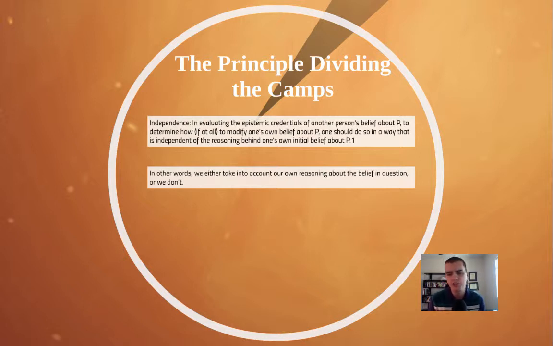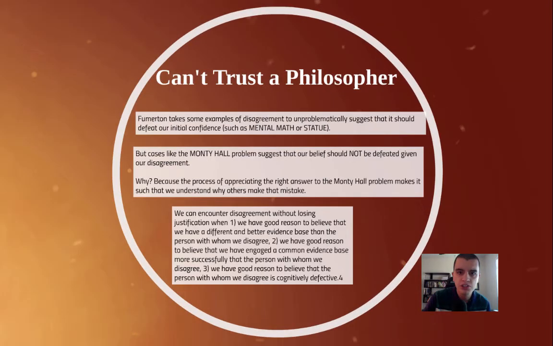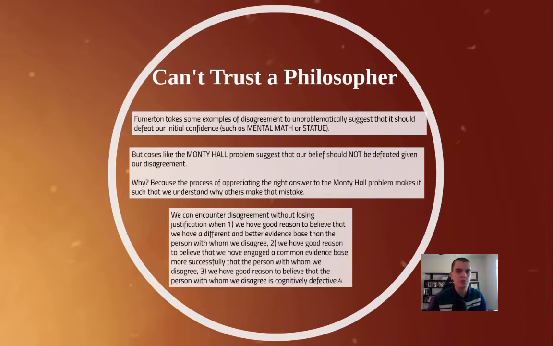So there's always interesting relationships, but I don't want to talk too much about that because this video will quickly spiral out of control, as I'm sure it has already. But let's talk a little bit about Fumerton's fun piece. I think this is a really cool piece. You can't trust a philosopher. And the irony, of course, is that Fumerton is a philosopher. And we see this tension at the end of his piece. But let's talk a little bit about how he sets it up.